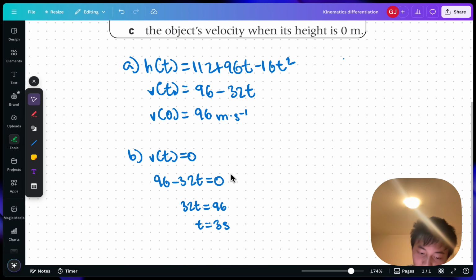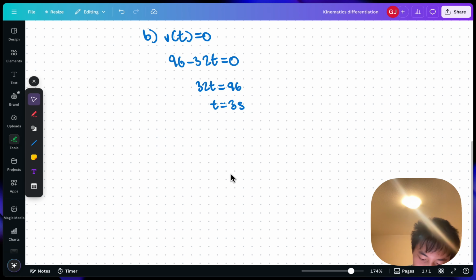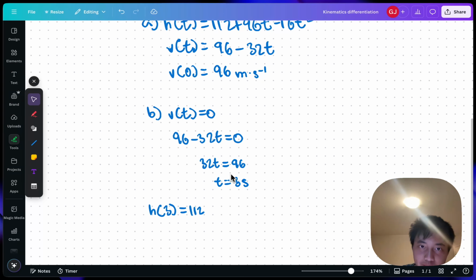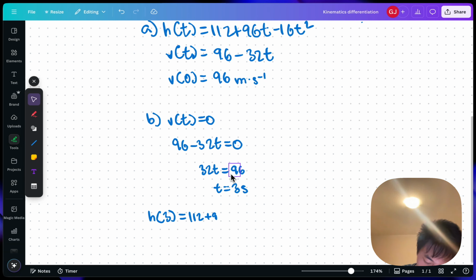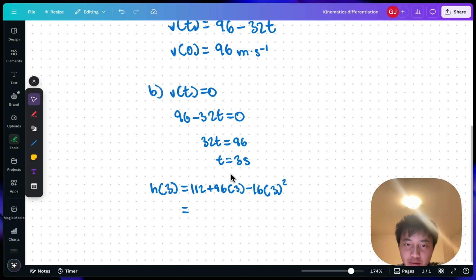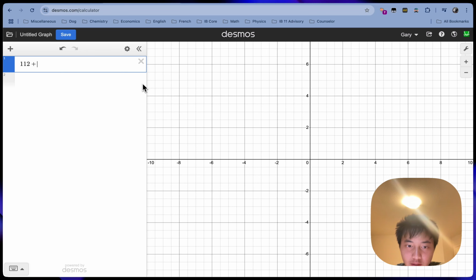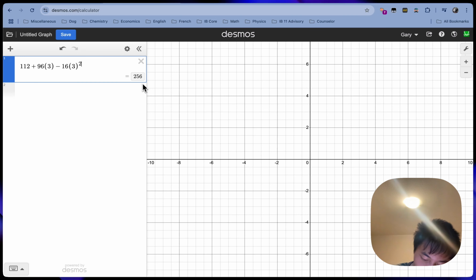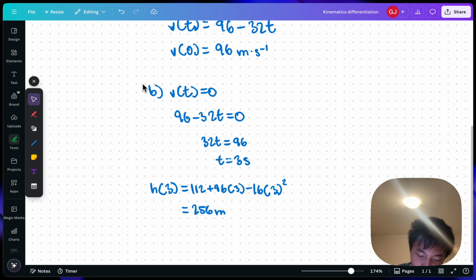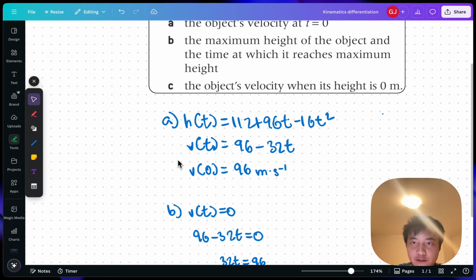And the actual maximum height, to calculate that, we would have to input the time into the initial function for height, which is 112 plus 96 minus 16. And we will use the calculator for this. And we get 256 meters as the maximum height above the surface.